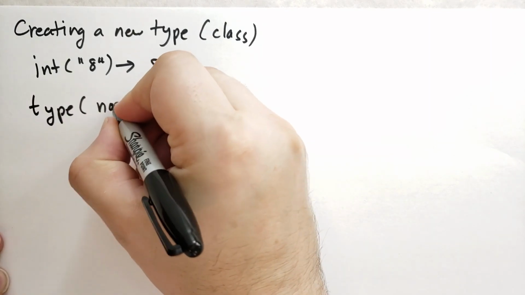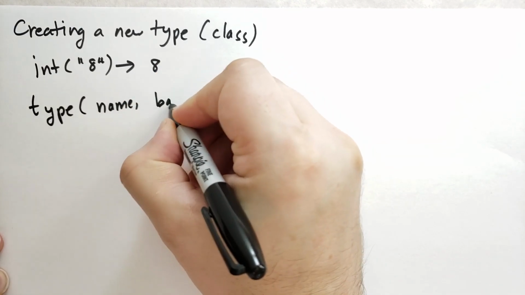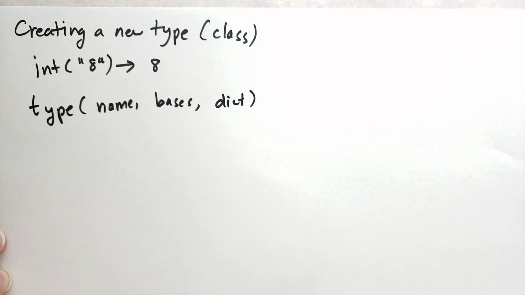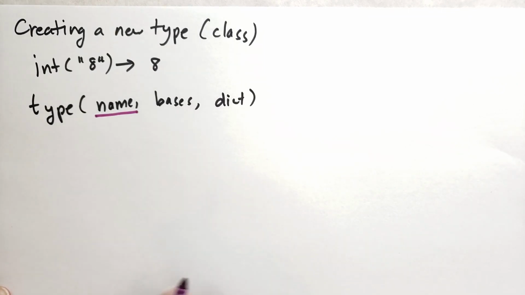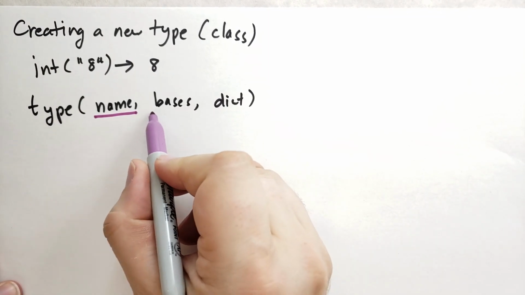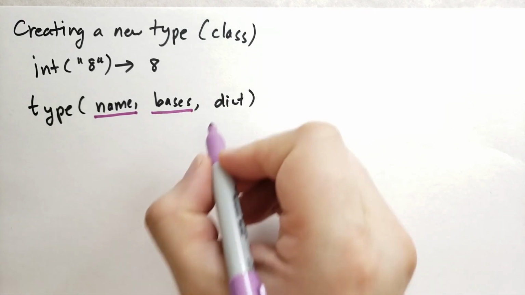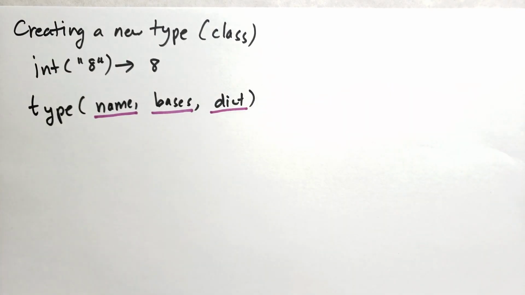The arguments I'm going to call name, bases, and dict. That's the dictionary. Obviously, the name is the name of this new type. Bases is something we're going to cover in the next video. It's called inheritance, a pretty important topic to understand. And the dictionary is not really a dictionary. It's more of a namespace that this type will have. So it's the base set of attributes that this type has, including some of the functions that it does.